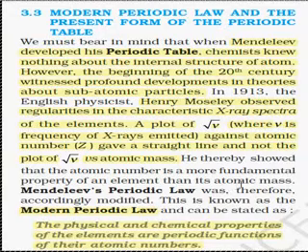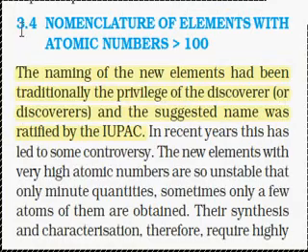Now Mendeleev's periodic law was therefore accordingly modified, and this is known as modern periodic law. Statement, 1 mark question again, you have to remember it. The physical and chemical properties of the elements are periodic functions of their atomic numbers. So here we have atomic numbers. We'll be discussing the modern periodic table in the next video.